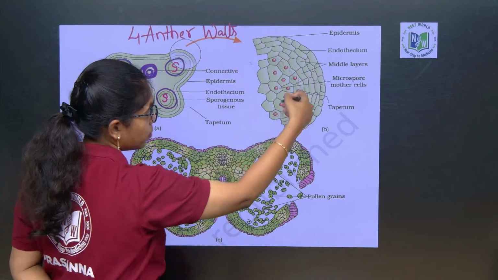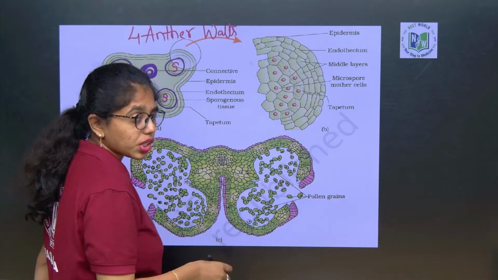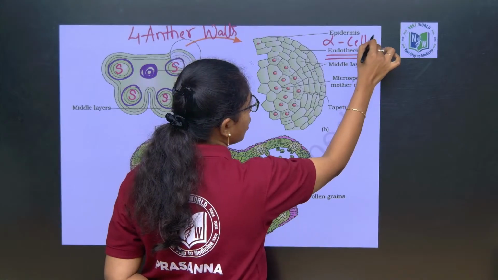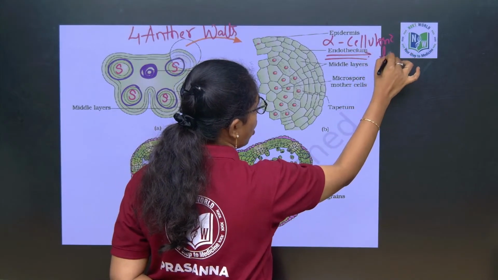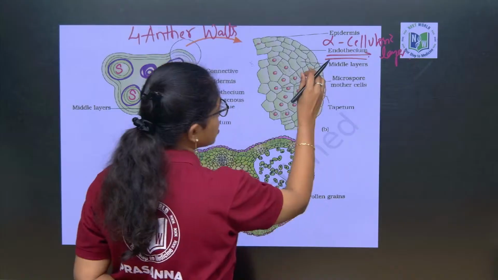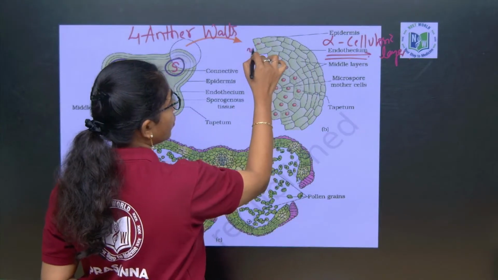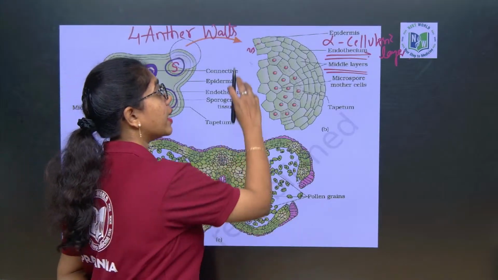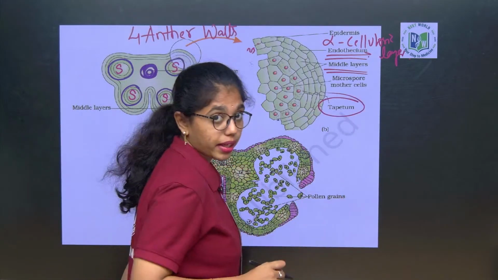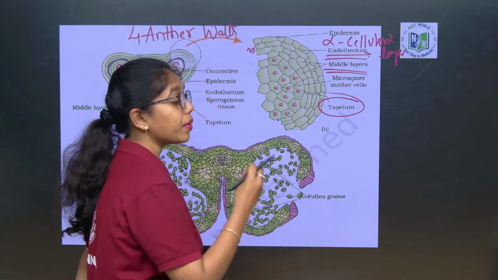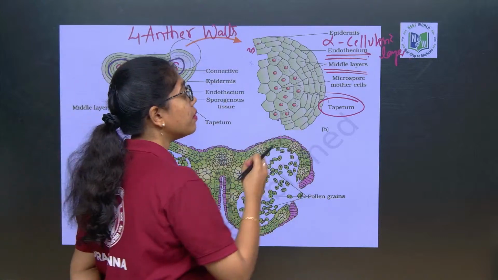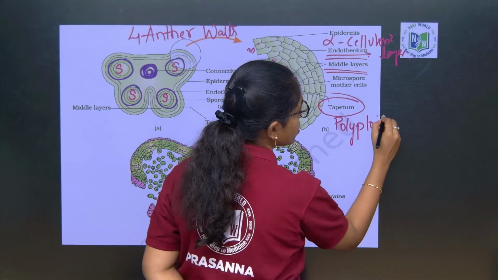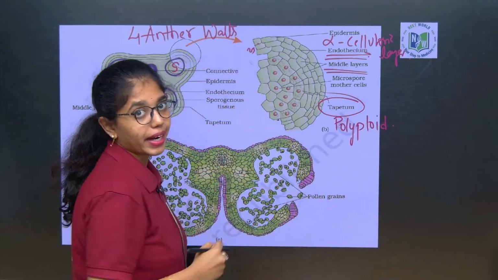Outer is the epidermis. Next to that, the endothecium will be there. Mostly the endothecium has alpha cellulosic fibers. Next to that, you have 2 to 3 middle layers. At last, we have the inner layer, that is the tapetum. Tapetum nuclei can be more than one, that is why we say polyploid condition. Polyploid condition you can observe in the tapetum only.